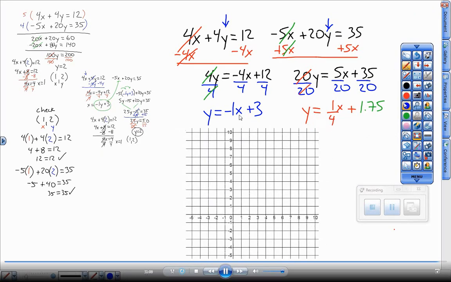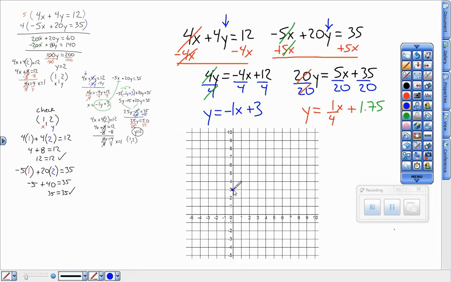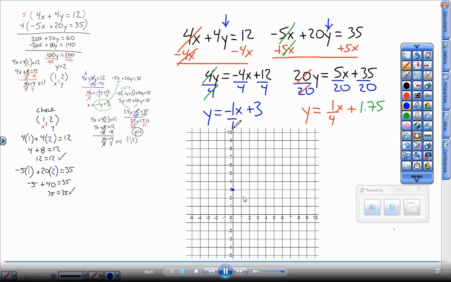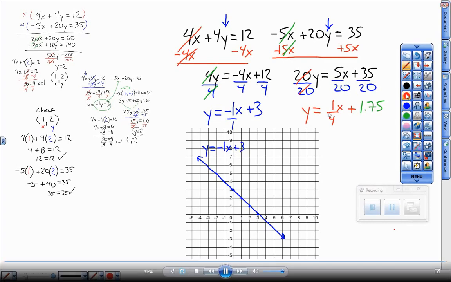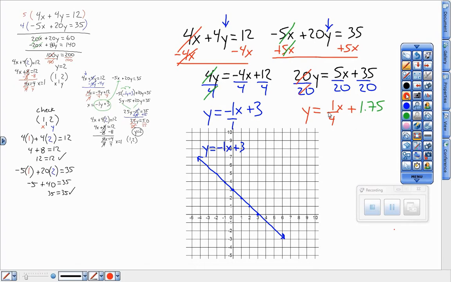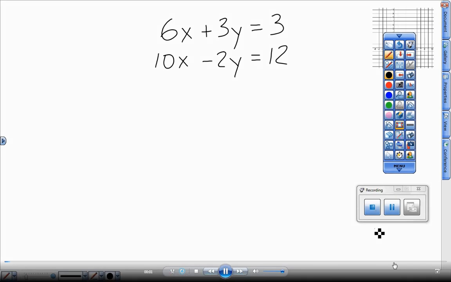So negative 1, 3, starting at 3 on the y-axis, over 1, down 1 for my slope, right 1, down 1, right 1, down 1, right 1, down 1. Be able to stair step the other way. Draw your line through them. That is the line y equals negative 1x plus 3. The last word is puppy. Puppy. All right, graphing this. 1 3/4.